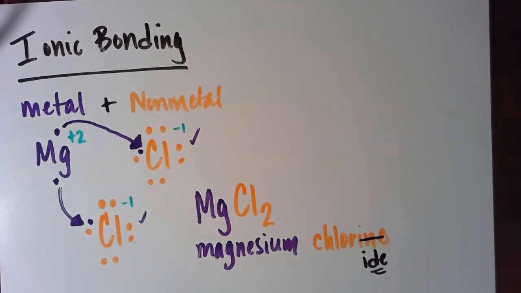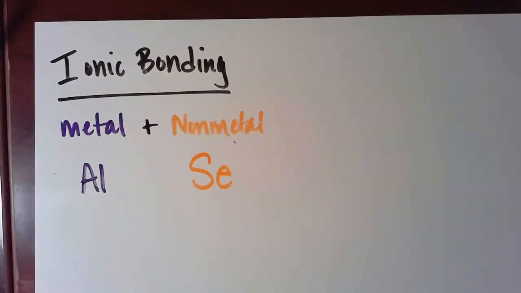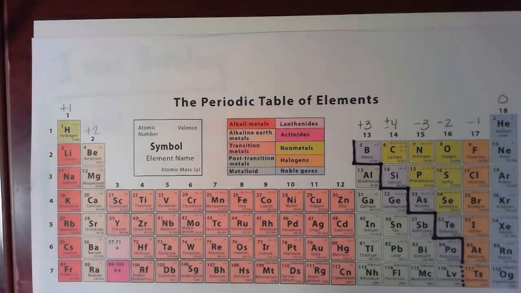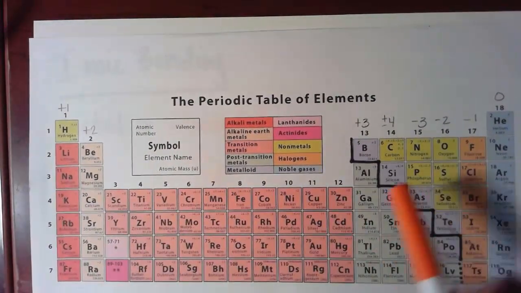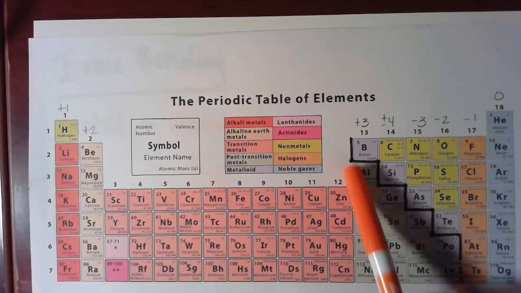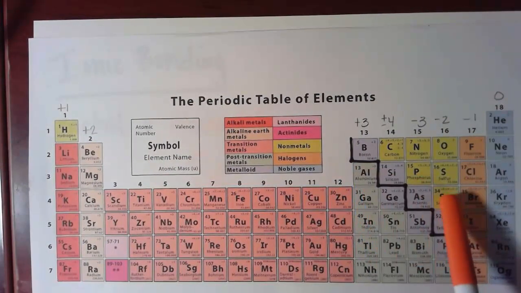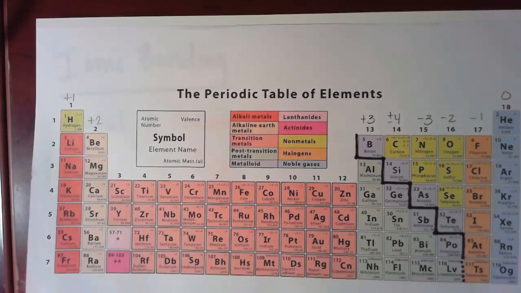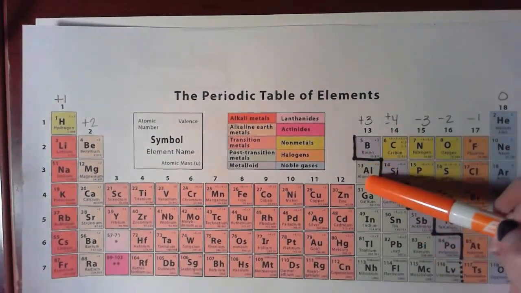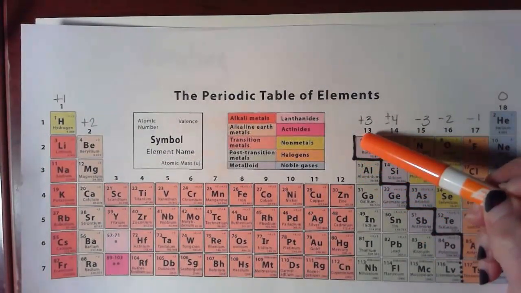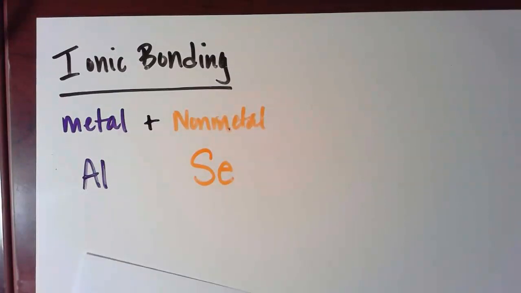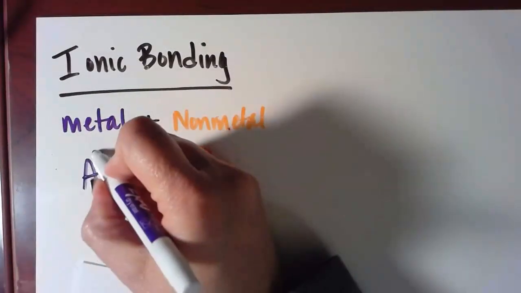So I'm going to write it and then I'm going to give you guys a couple seconds to see if you can figure it out. Okay, here it is. Al and Se. Okay, if you look on the periodic table, there's Al, aluminum, metal. There's Se, non-metal. So now we have to figure out what's happening with each one of them. Aluminum is in group 13, which means cover the 1, you have 3 dots. So I'm going to put 3 dots around aluminum.